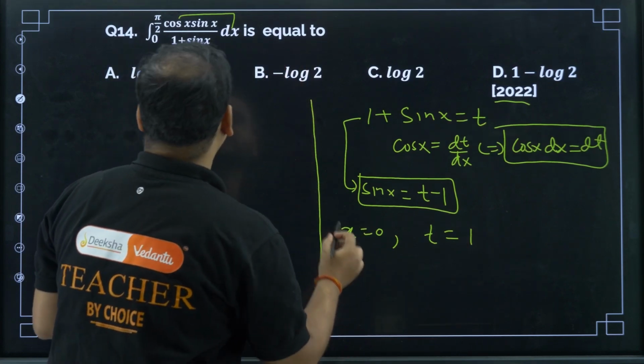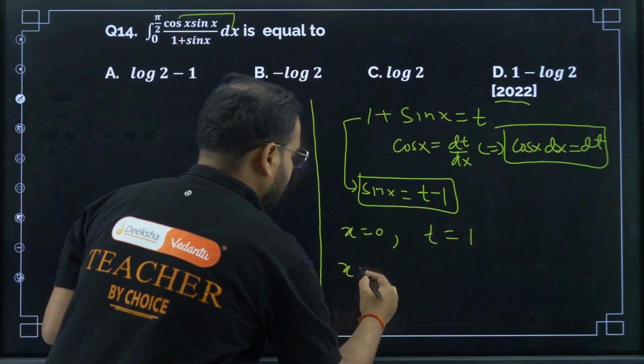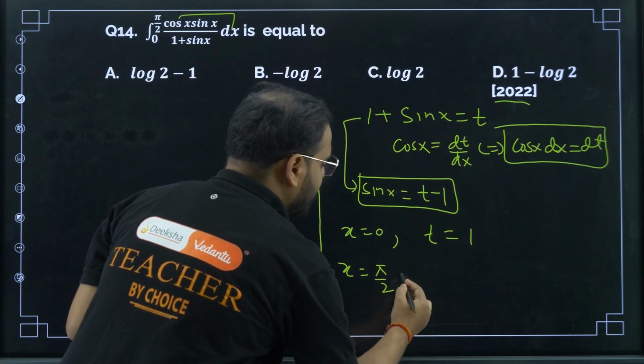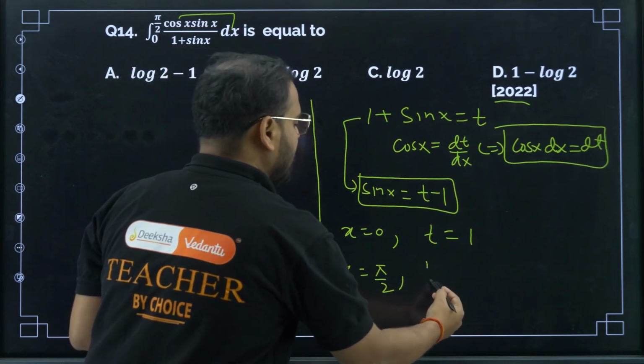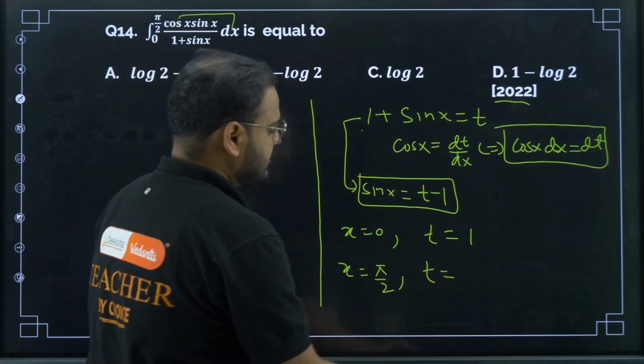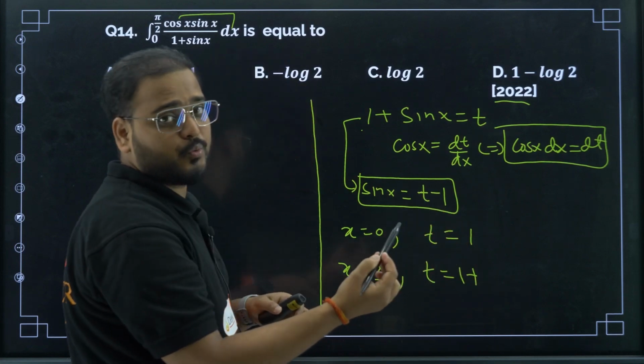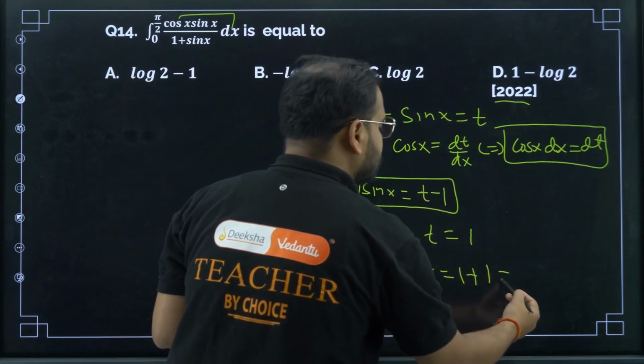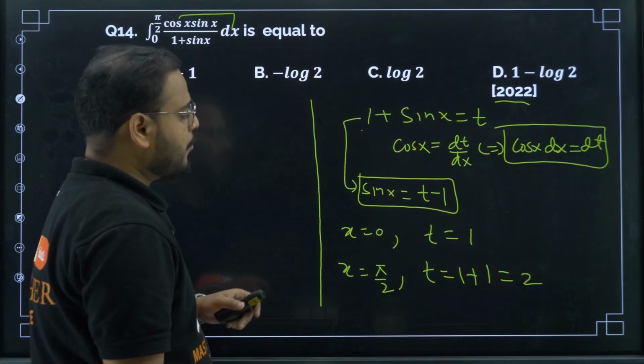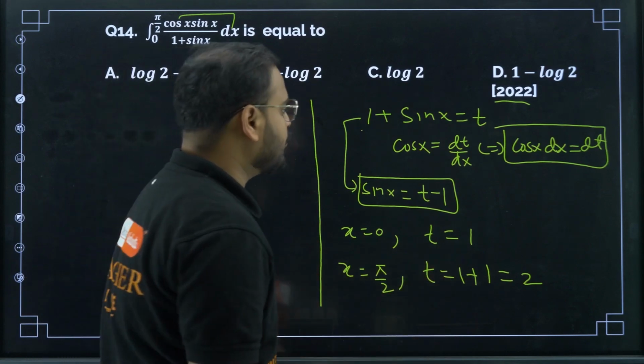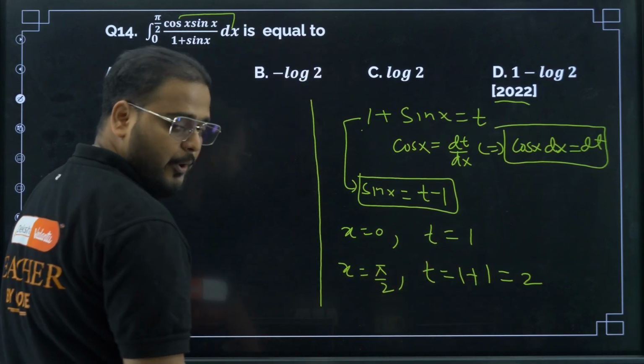Reasonable. When x is pi by 2, what's happening to t? 1 is a constant, it will remain as it is, and sin pi by 2 is again a 1. How much is the answer? 2. Okay, so t is from 1 to 2. So I can rewrite this integration like this. I hope you can see it over here.